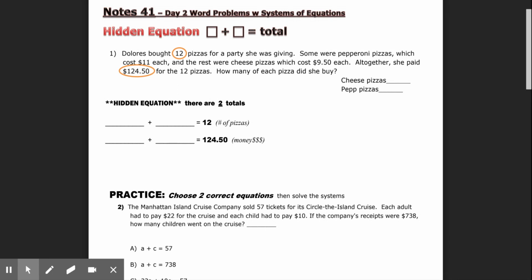So we've got the two different kinds. Okay, we've got the cheese pizza and the pepperoni pizza. There are a total of 12 pizzas. So this represents the number of pizzas, which is kind of like your hidden equation. So it costs $9.50 for a cheese pizza. So we're going to write that as 9.50C plus $11 for a pepperoni pizza.